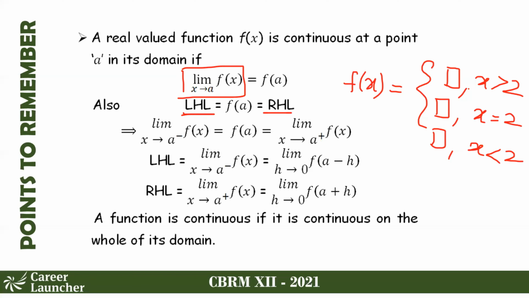Now, how to find out the left hand limit? Left hand limit is equal to limit x tending to a minus of f(x), and instead of x we are going to put a minus h. Which f(x) will we take here? For x less than 2, because we are finding the left hand limit, and x will be replaced by a minus h. So left hand limit is limit h tending to 0 f of a minus h. Very easy to remember, nothing difficult in it.